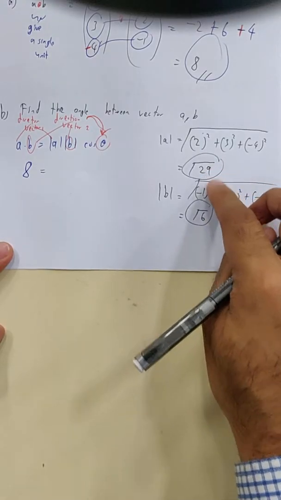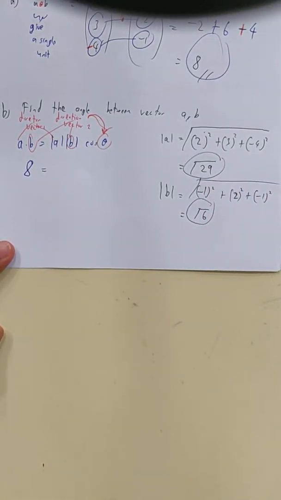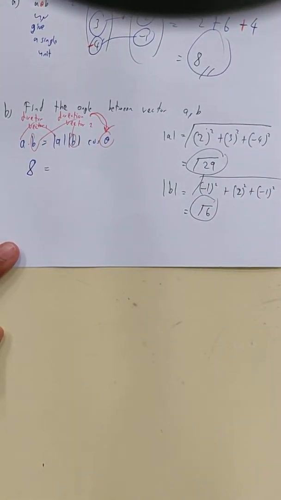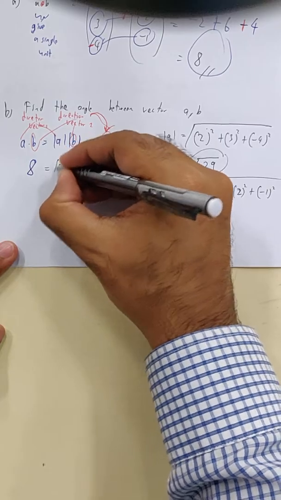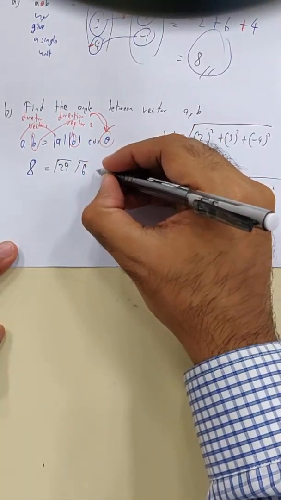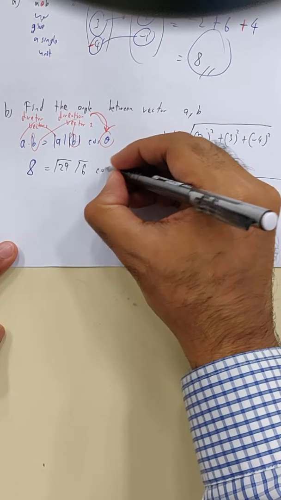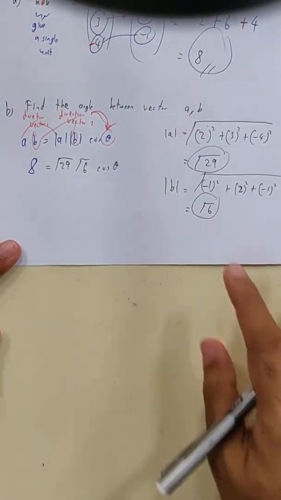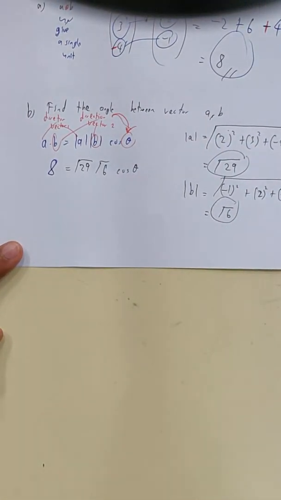Okay, so we got ourselves square root 29, square root 6. Where do we put it? You put it here, modulus A, modulus B. So square root 29, square root 6, cos theta. Okay, how do I continue from here?